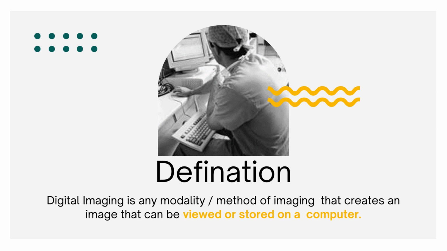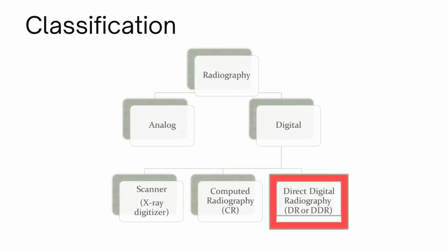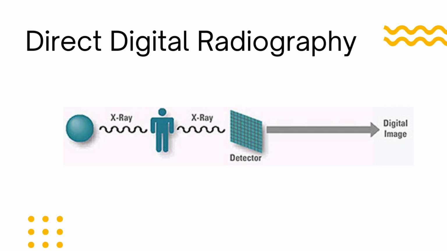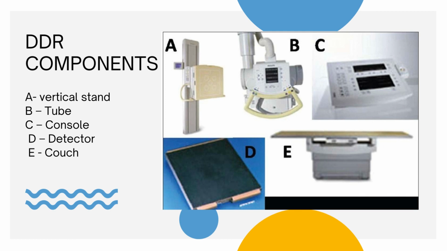Digital imaging is any modality or method of imaging that creates an image that can be viewed or stored on a computer. Only recently has it become technically possible and economically feasible to challenge film techniques for projection radiography. Direct digital radiography systems, on the other hand, use detectors that have a combined image capture and image readout capability. DDR has 5 components: vertical stand, tube, console, detector, and couch.